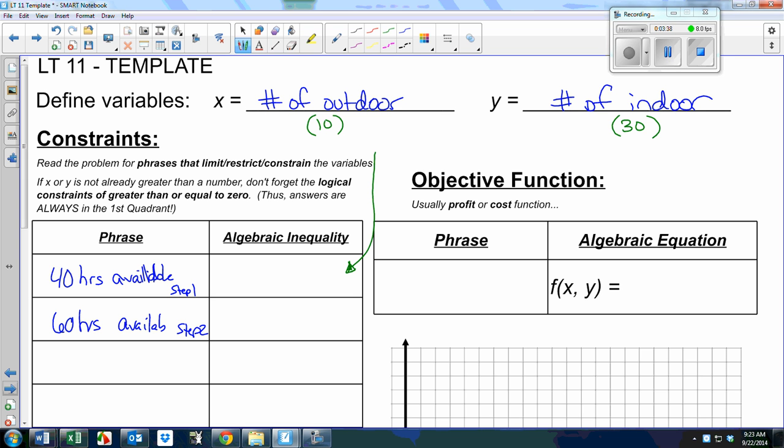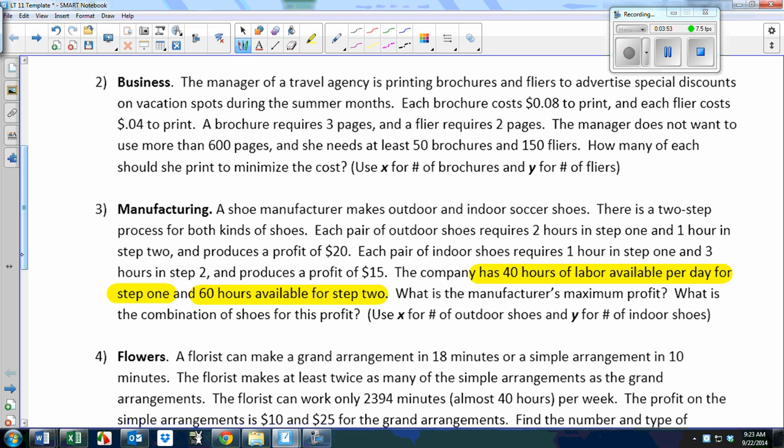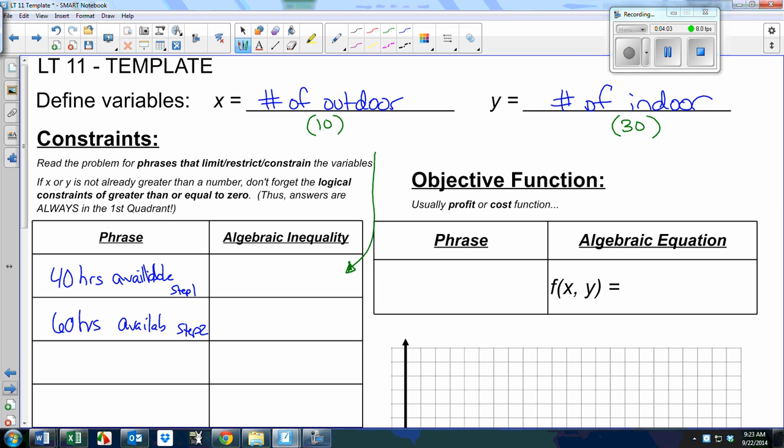That's a yes or no question, right? Can I do it? Now, go back to the problem and figure it out. Go back to the word problem. For 10 outdoor shoes, 30 indoor, according to the problem, in step 1, it's 2 hours per outdoor shoe. So how long will it take to make those 10 shoes? 20. Okay, all right. Taking that back over here, you just did 2 times 10.